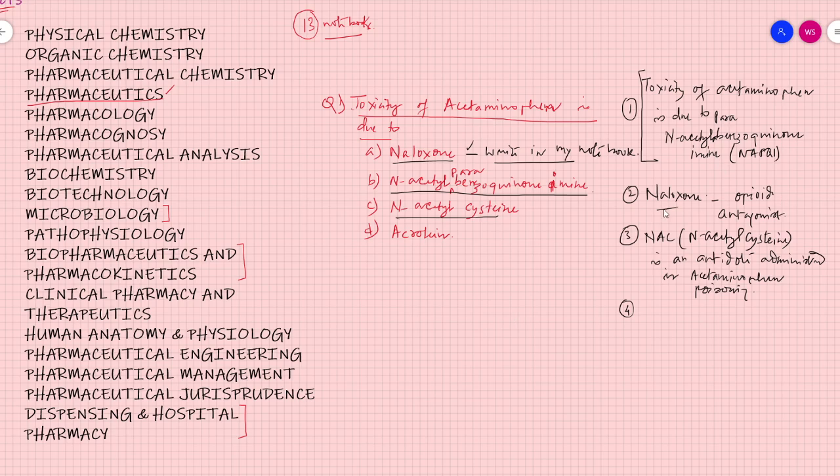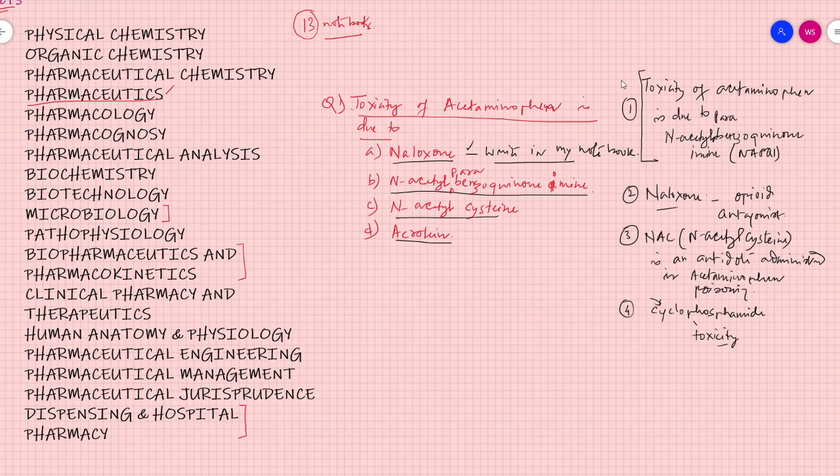And I understand that acrolein is a metabolite of cyclophosphamide. It's produced when cyclophosphamide or ifosfamide is administered. Okay. And the toxicity of cyclophosphamide is due to acrolein. Okay.